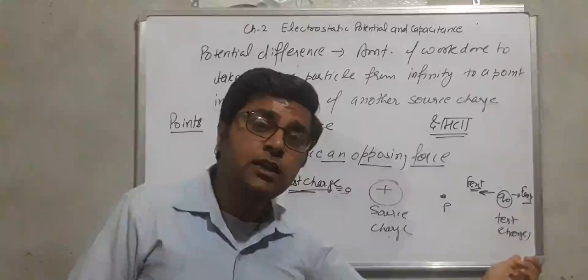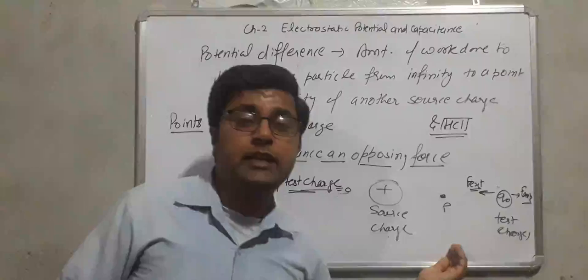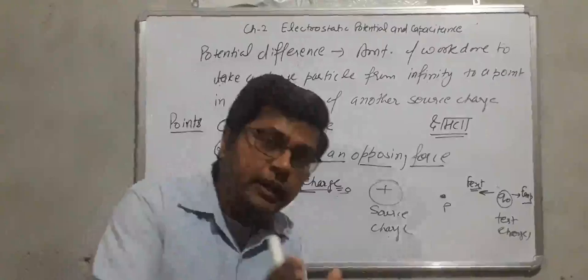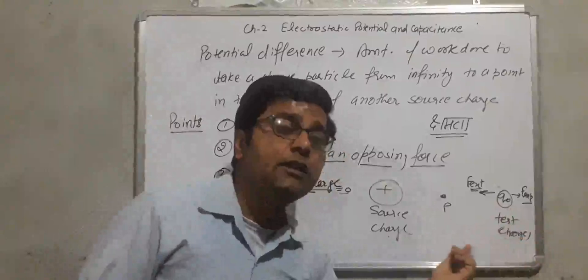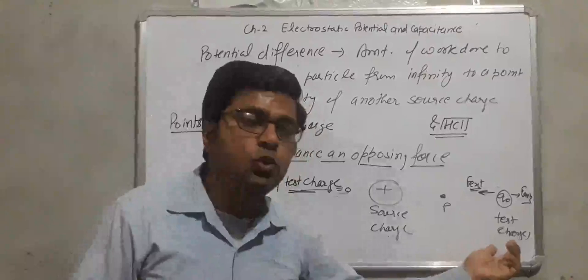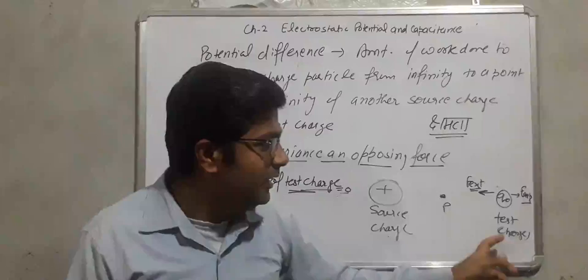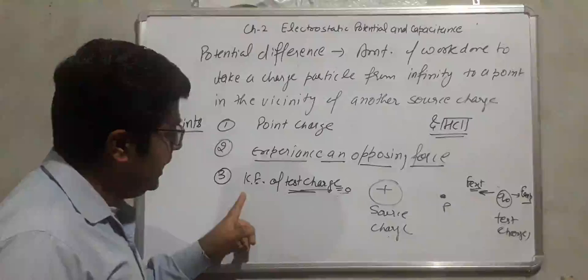Okay, that's why we just get to know kshamta. If we are giving more energy and our charge particle will start moving or accelerating with a certain velocity, it means we are giving more energy than the repulsive force. But we just want to know the kshamta, because वो तभी पता लगेगा when our charge particle is just displaced. Otherwise, if the charge particle is accelerating, then it means we are applying more force. We do not get to know how much is the capability or ability of this charge to be taken from infinity to point P. Okay, so that's why we use the point charge, experience an opposing force, and kinetic energy of the test charge must be zero.